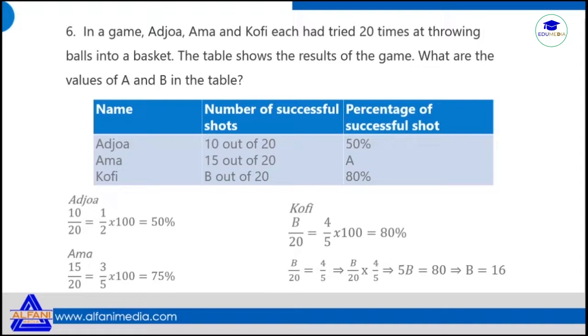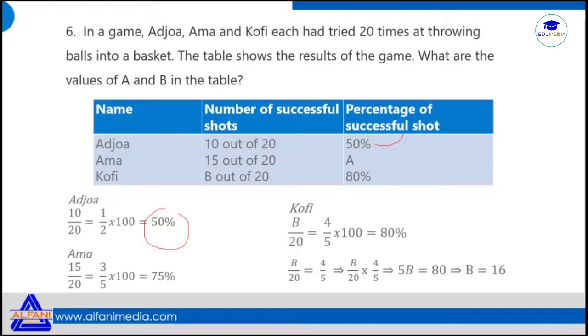To confirm that what I'm doing is right, I took Ajua's figure, that is 10 out of 20. So 10 divided by the total number of times they were throwing the ball gives me 1/2. So 1/2 times 100 gives me the 50% here. That is the same as what she has here. So that is 50%. That is correct.